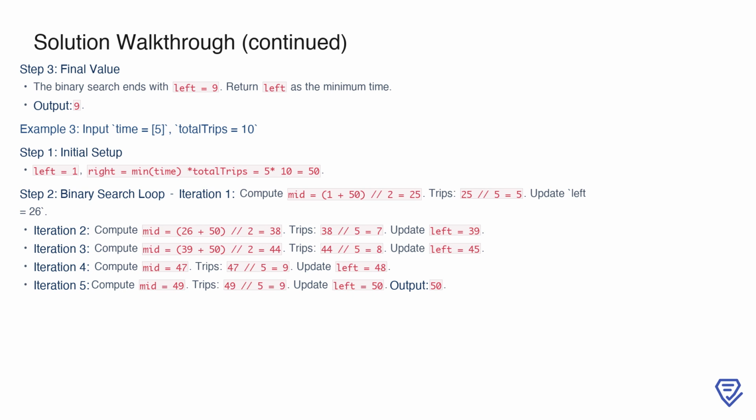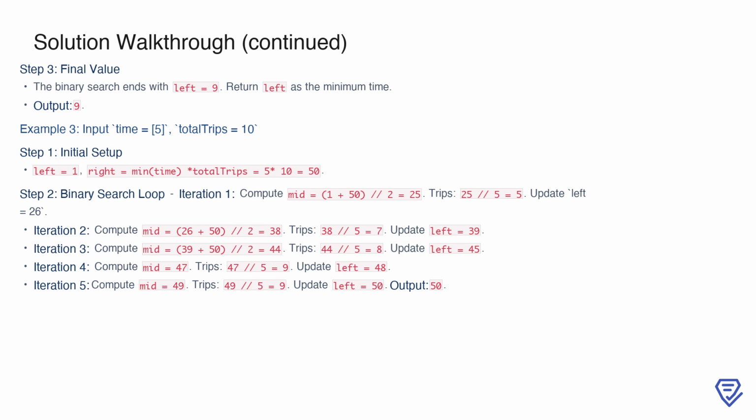With only one bus available, we initialize the boundaries as left equals 1 and right equals min(time) * total trips, which is equal to 5 times 10 equals 50. The first midpoint is computed as mid equals 1 plus 50 / 2 equals 25. This yields 25 / 5 equals 5 trips, which is insufficient, so we update left to 26.